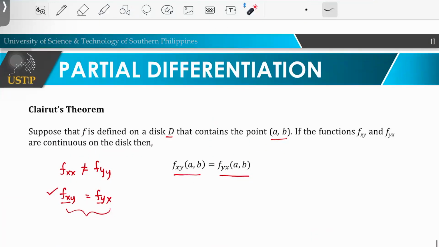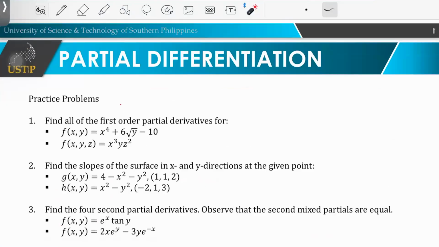This is Clairaut's theorem: your functions fxy and fyx are equal. However, fxx and fyy are not equal to each other. But these two, fxy and fyx, yes, they are equal. So here are some practice problems.